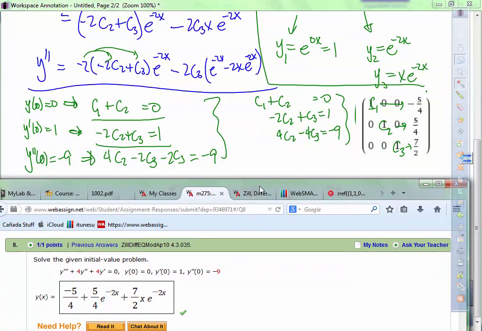All right, any questions about the process? Find your fundamental solutions, line them all up with C1, C2, C3, or however many there are. Use the initial conditions to solve for those parameters, and then put the values for C1, C2, and C3 back in.